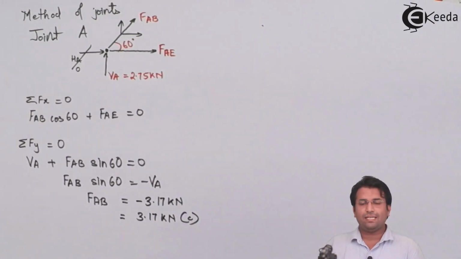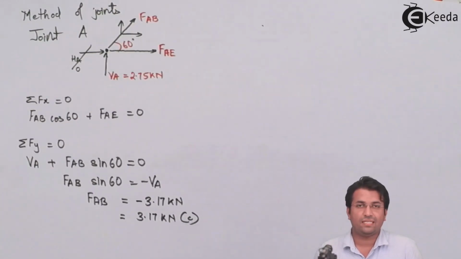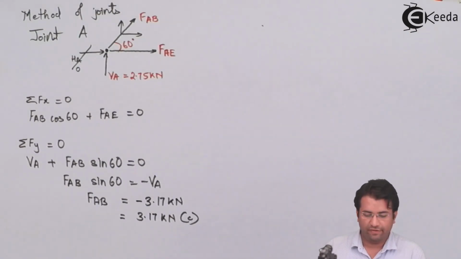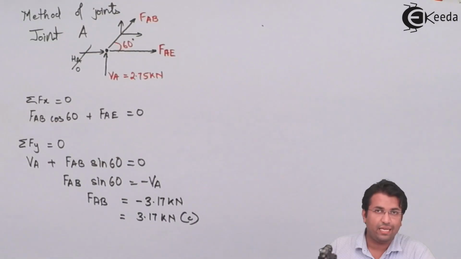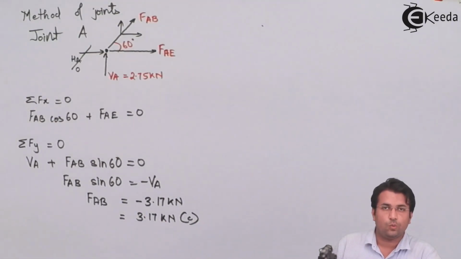In this case, you can see that the force in member AB is coming out as negative. So we can say that the nature of the force in member AB is compressive. Now, I can find out the force in member AE if I substitute AB in the equation summation Fx equal to 0.